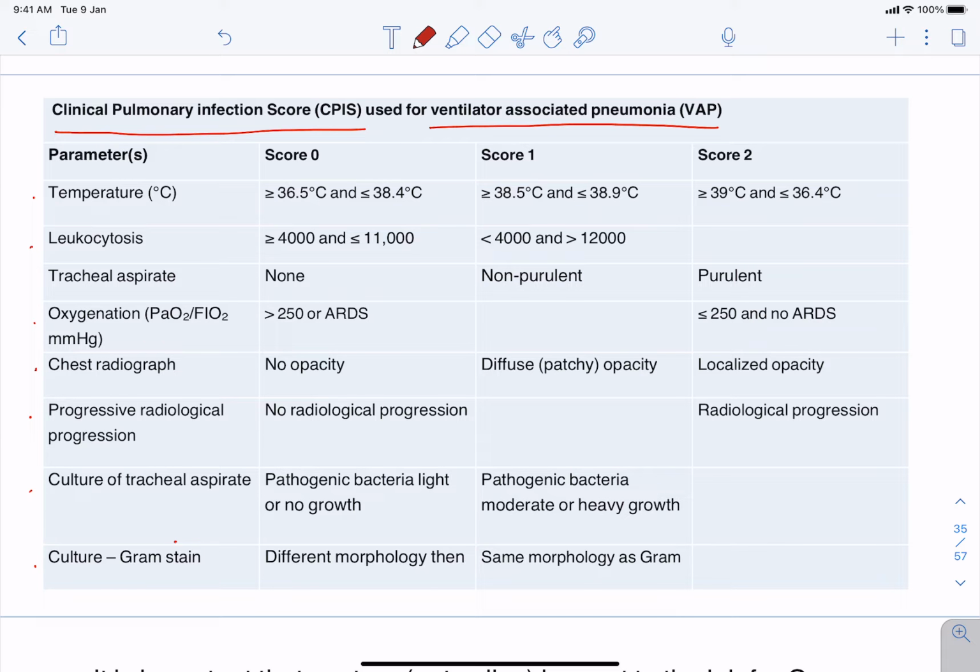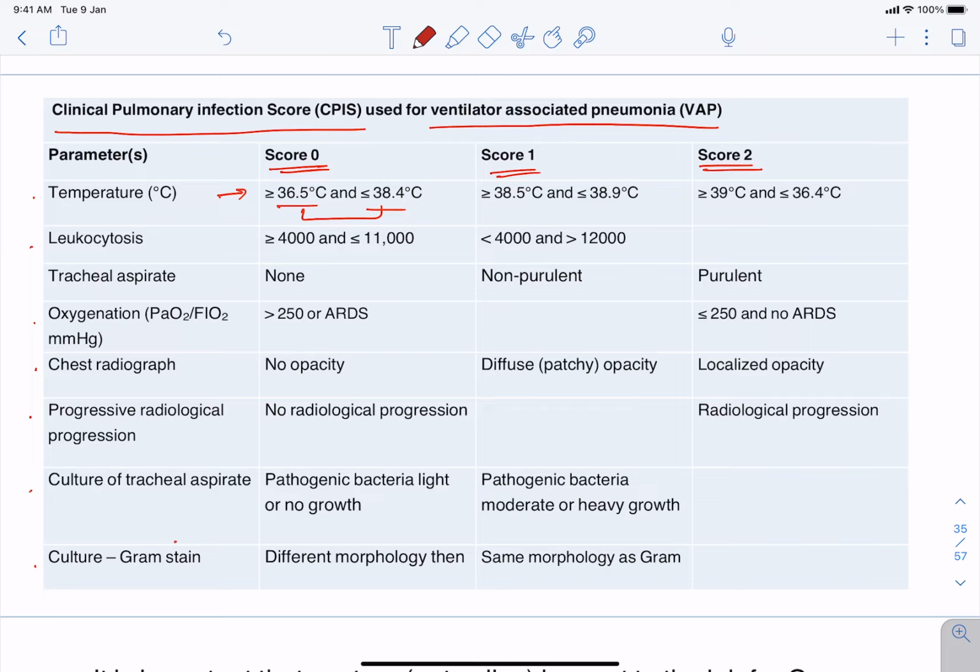In this, you have certain scorings: score 0, score 1, and score 2. One by one, we'll look at what scores are given at which particular values. Regarding the temperature, if it is more than or equal to 36.5 degrees and less than or equal to 38.4, this is score 0. The temperature is between the range 36.5 to 38.4. This is score 0, no problem.